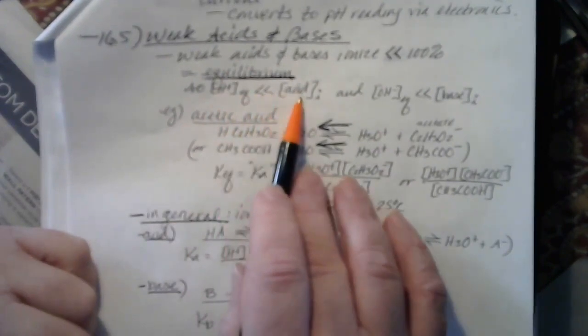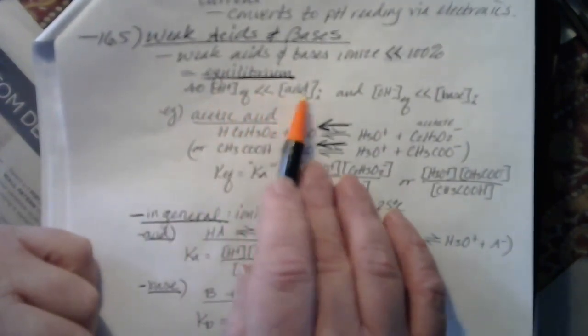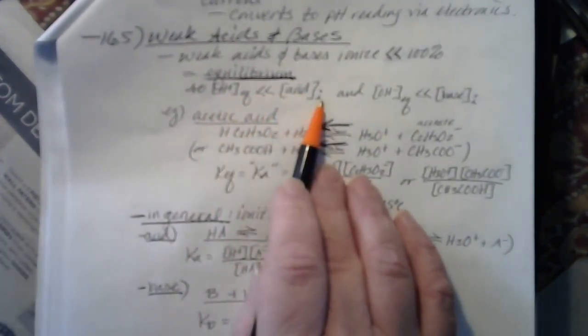but we do know that the H+ ion concentration is going to be much less than the initial concentration of the acid. And the same with weak bases. We know the OH- concentration is going to be much less than the initial concentration of the base. But without calculations, we don't know how much less.